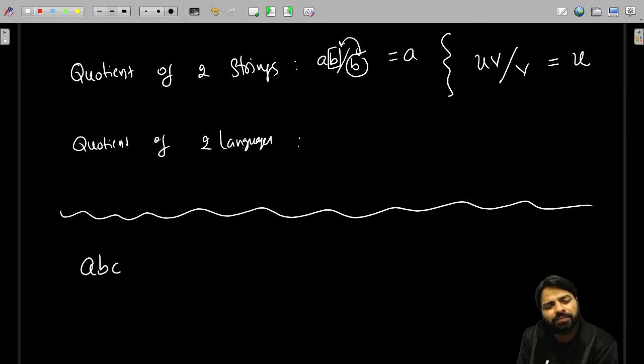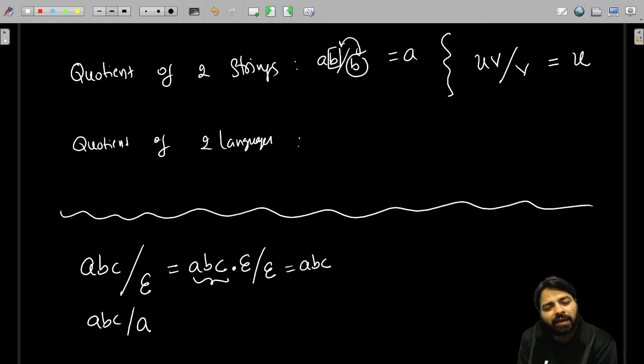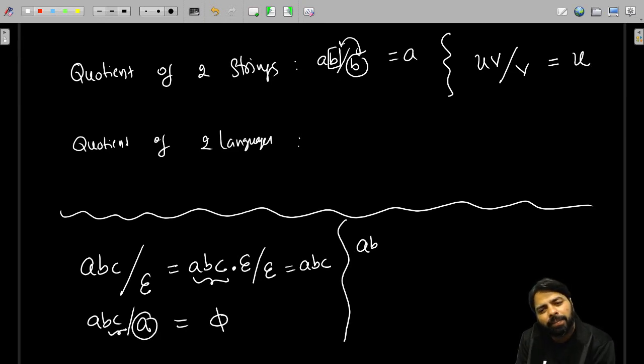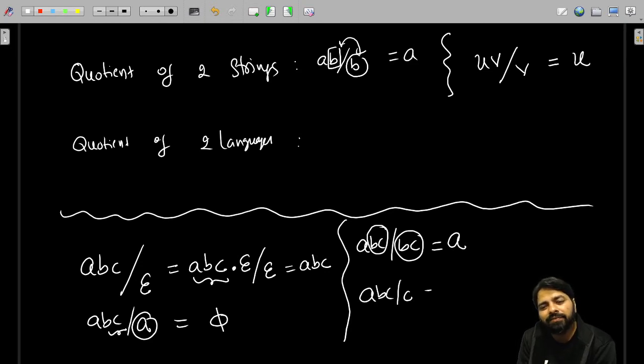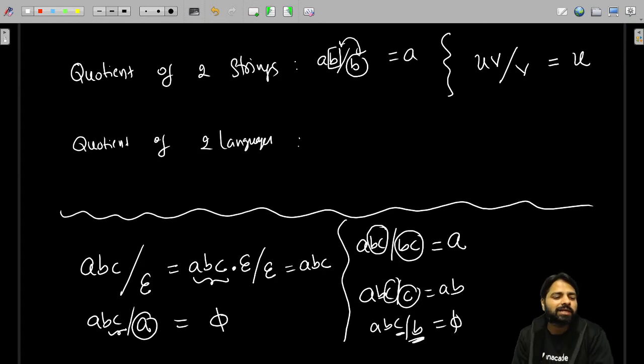To practice that, ABC by epsilon. Can I write ABC? Yes, because I can write ABC dot epsilon by epsilon. So the answer is ABC. ABC by A is nothing, you can't get anything, because A is not matching here. ABC by BC is exactly matching in the numerator as a suffix, so the answer is A. ABC by C is AB, because the whole C is matching. But ABC by B, you get nothing, because B should be at the last in the numerator.